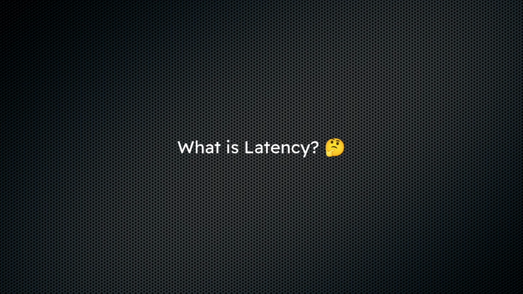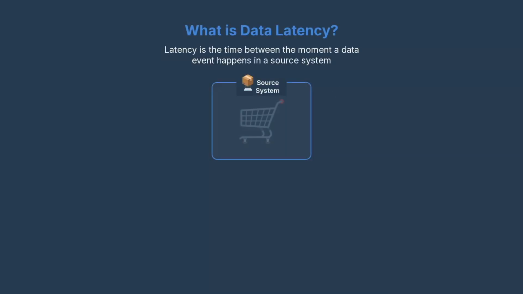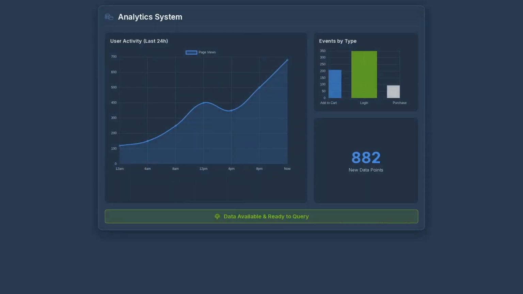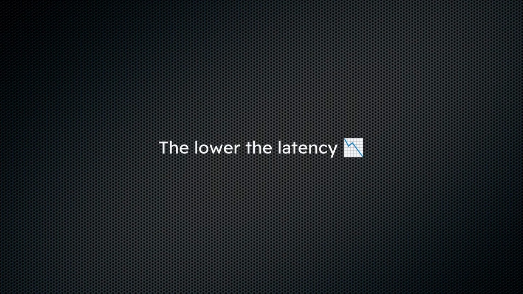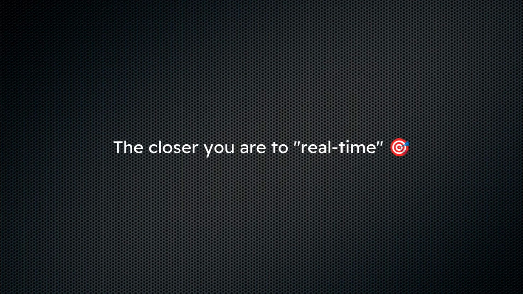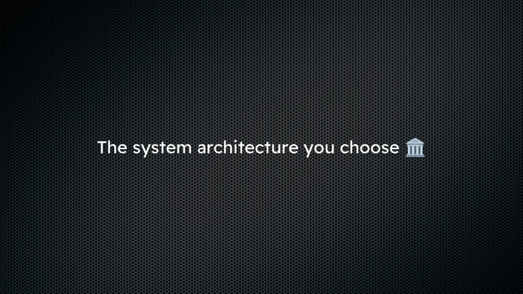So, what is latency? Latency is the time between the moment a data event happens in a source system, for example, a user adds an item to the shopping cart, and the moment that data is available to be queried in your analytics system, for example, when a recommendation model or dashboard can see it. In other words, latency quantifies the freshness or age of the data. The lower the latency, the closer you are to real time. And this requirement for latency directly influences the system architecture you choose and the cost required to maintain that system.